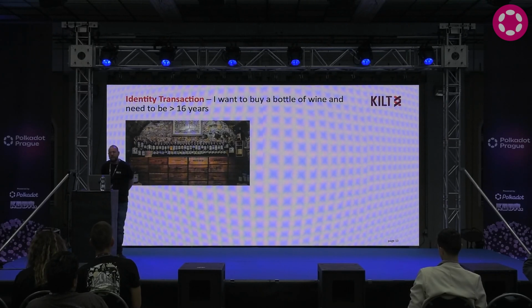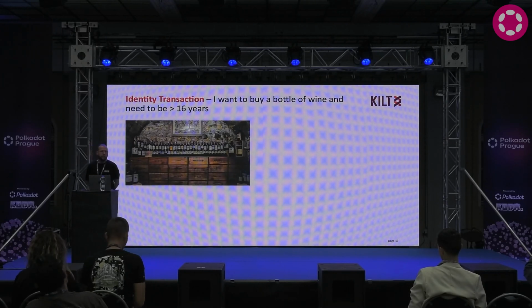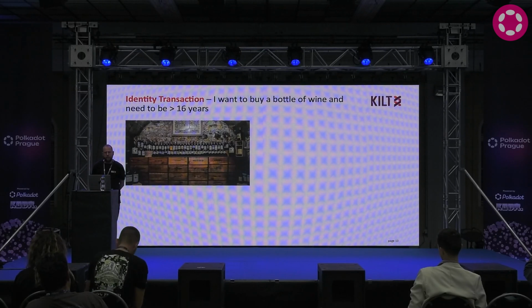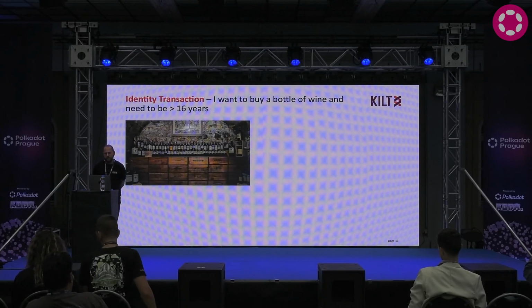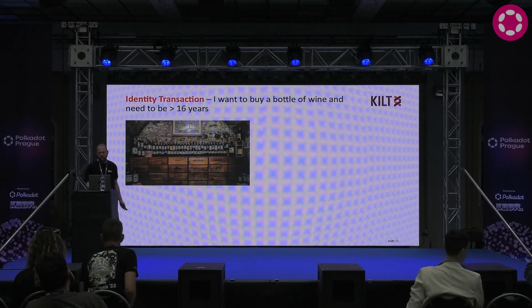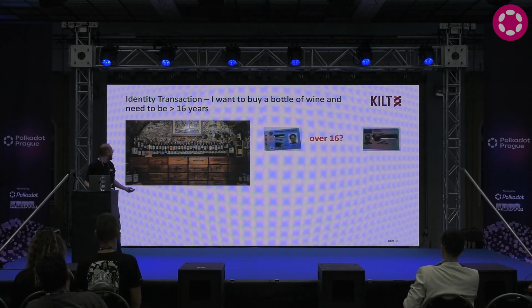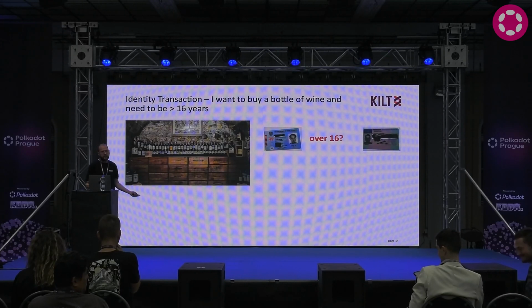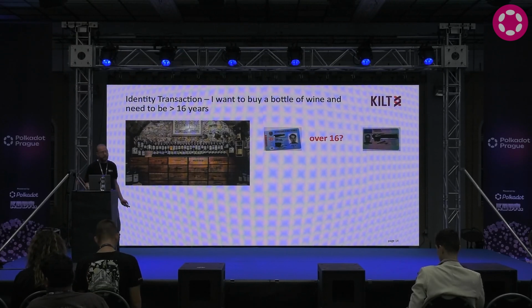One of the easiest use cases that probably most of us know is you want to go and buy a bottle of wine, and you might need to be over 16. I don't know how it is here in Prague. It's probably also 16. So the shop wants a credential that proves that the person who's buying that wine is over 16.